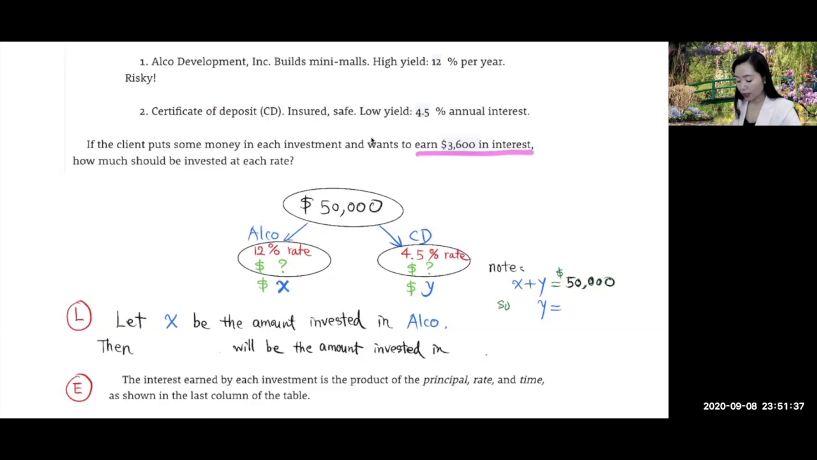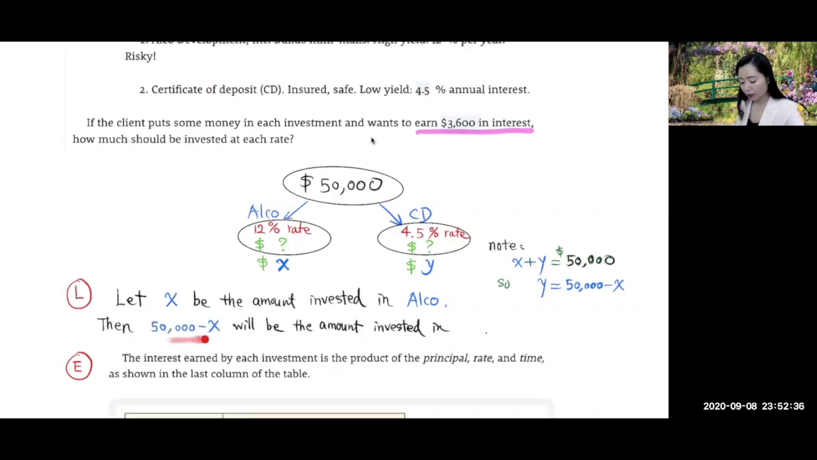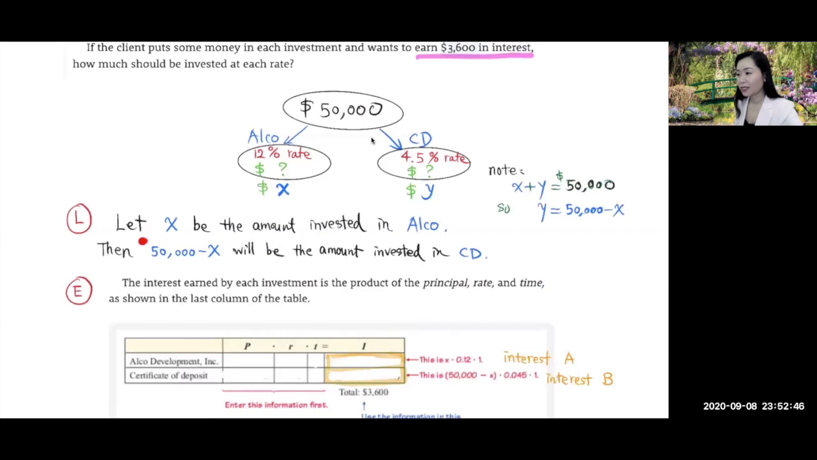So now if this is X, what will be the amount in this CD that the client invested? Well, some people will say, oh, why not Y? Because we only want one variable. So instead of Y, can we express this in terms of X? Now, what do you observe about X and Y? X dollars plus Y dollars is $50,000. X plus Y is 50,000. So Y is equal to 50,000 subtracting X. The total subtract this part gives you this part over here. So 50,000 subtracting X will be the amount invested in CD.